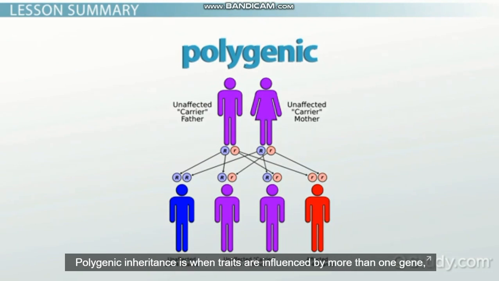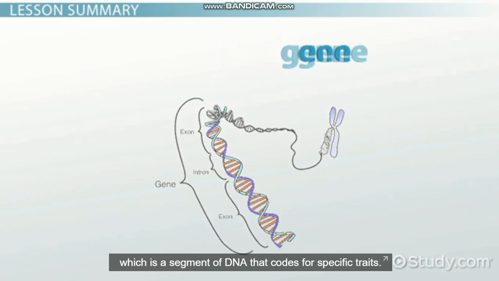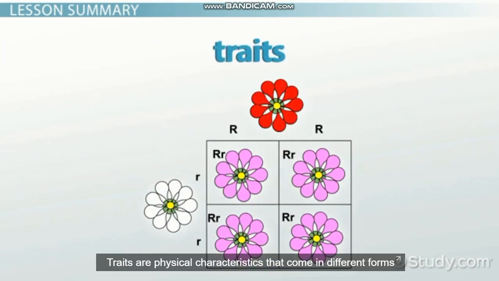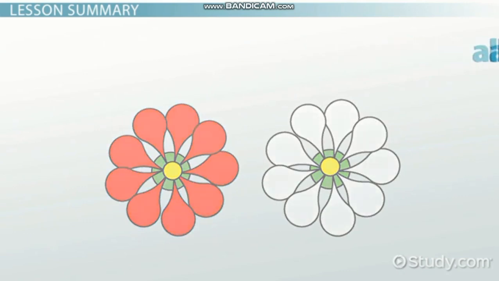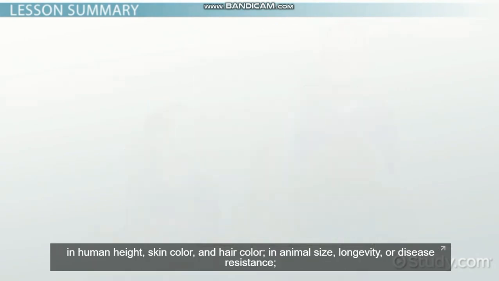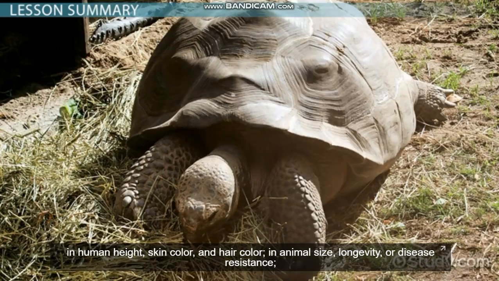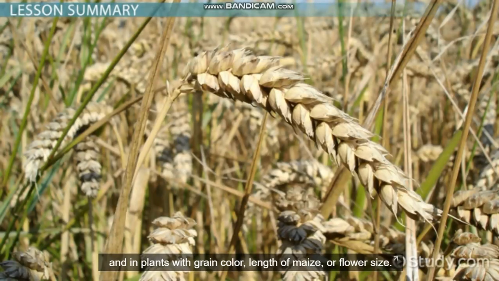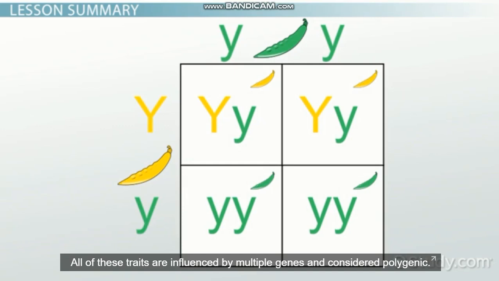Polygenic inheritance is when traits are influenced by more than one gene, which is a segment of DNA that codes for specific traits. Traits are physical characteristics that come in different forms, which are determined by the various versions of a trait, known as alleles, that code for them. Examples of polygenic inheritance in nature can be found in many places. In human height, skin color, and hair color, in animal size, longevity, or disease resistance, and in plants with grain color, length of maize, or flower size. All of these traits are influenced by multiple genes and considered polygenic.